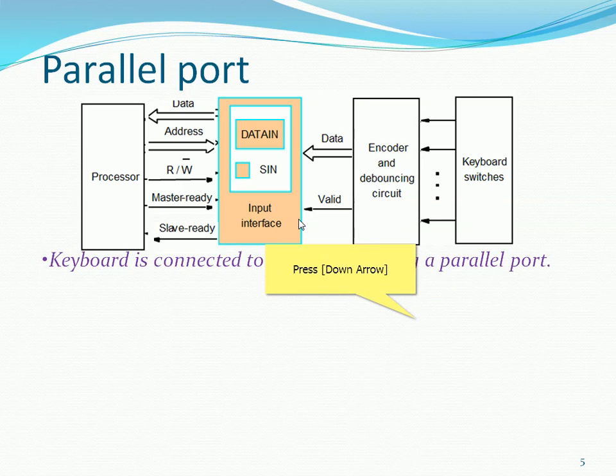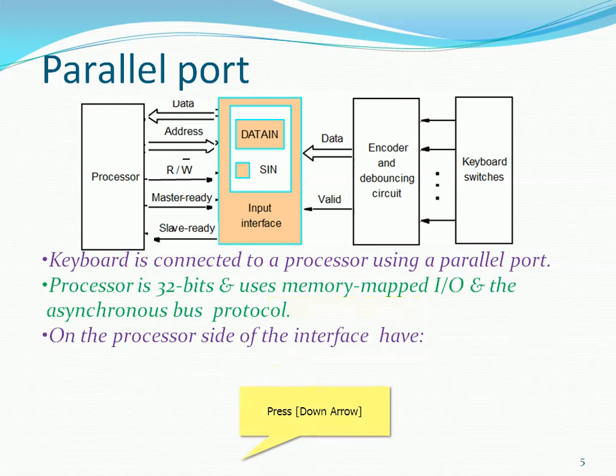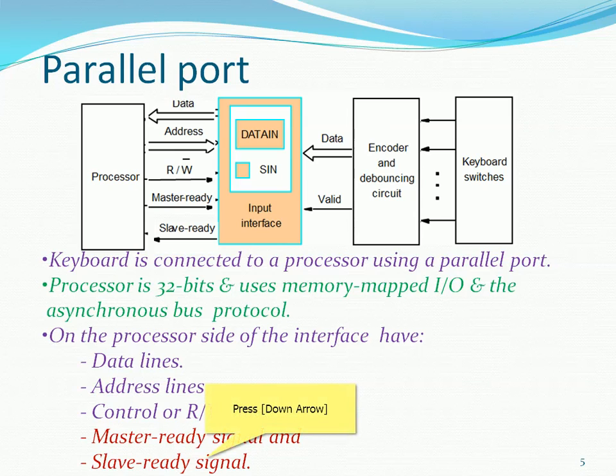The keyboard is connected to the processor using a parallel port, right? Through the parallel port, all these characters will go to the interfacing circuit after encoding. The processor is 32-bit and uses memory-mapped IO and an asynchronous bus protocol. Earlier it was 16-bit, now 32-bit is also there. So the processor side of the interface has data lines, address lines, and control or read/write lines.